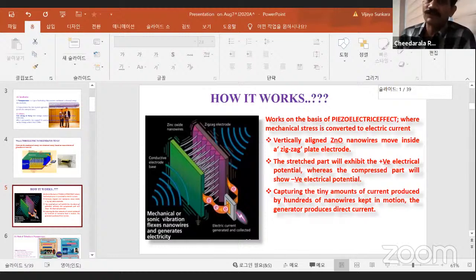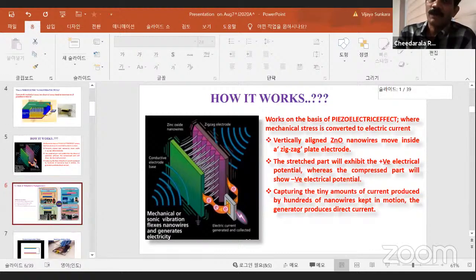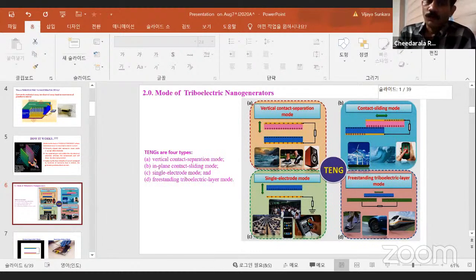This system will work continuously when it continuously touches and releases, with the opposite charges, which is really incredible for generating power or harvesting energy through this system. And there are also 4 different modes of triboelectric nanogenerators that have been developed in the literature, mainly 4 types, which are the vertical contact separation mode.